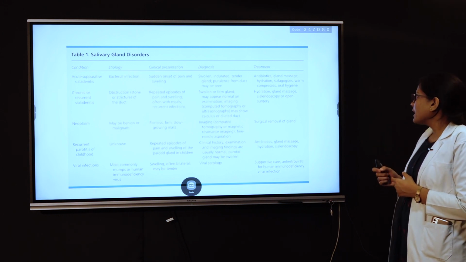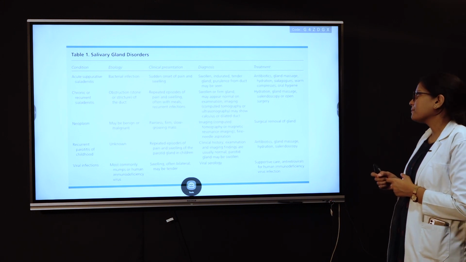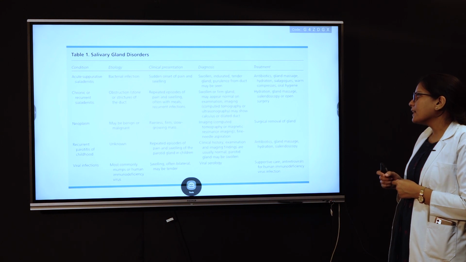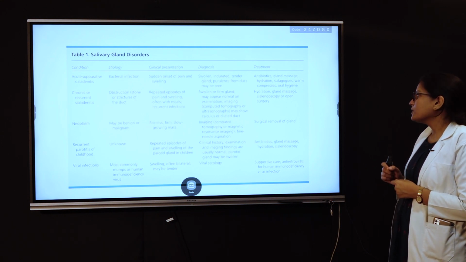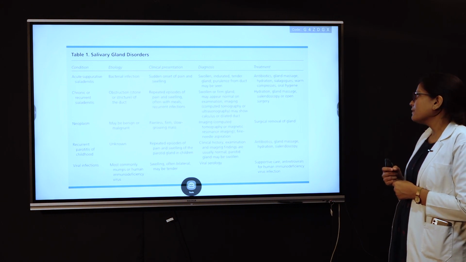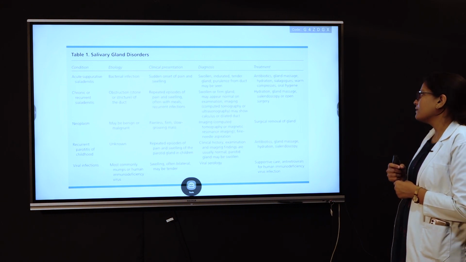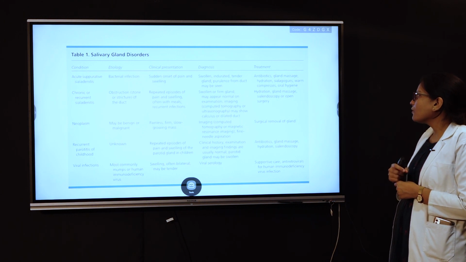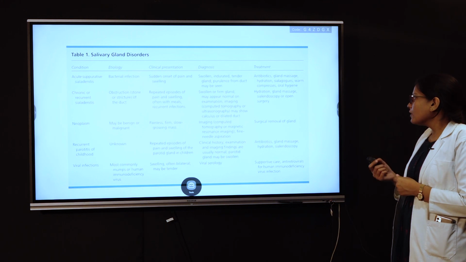And the treatment: antibiotics, gland massage, hydration, sialogogues, warm compress and hygiene. And a chronic and recurrent case of sialadenitis, where the obstruction is the key factor, and there will be repeated episodes of pain and swelling, often with meals, and there is a history of recurrent infections. This is clinically confirmed by a swollen or firm gland, and they may appear normal on examination or on imaging.